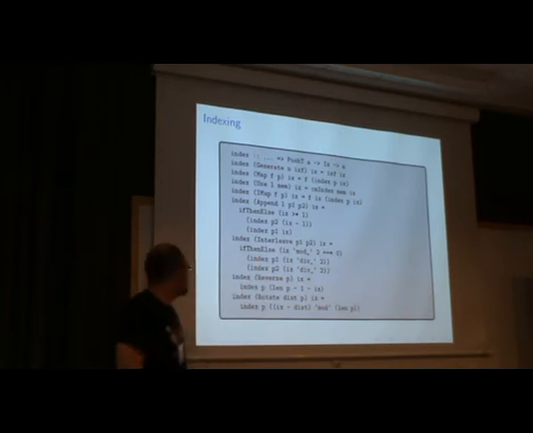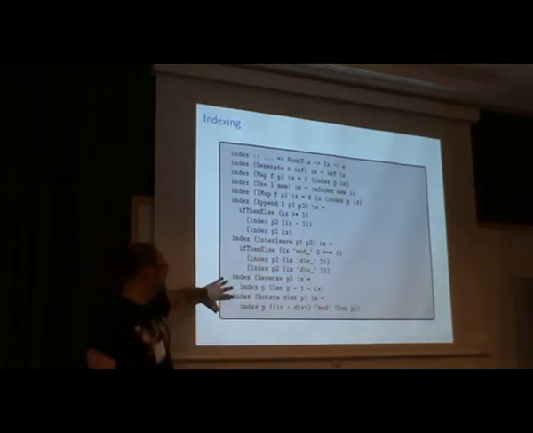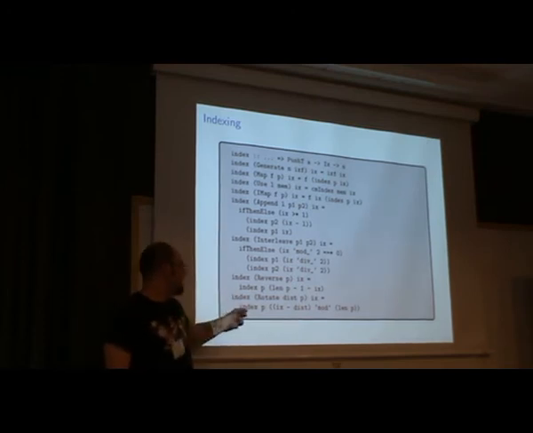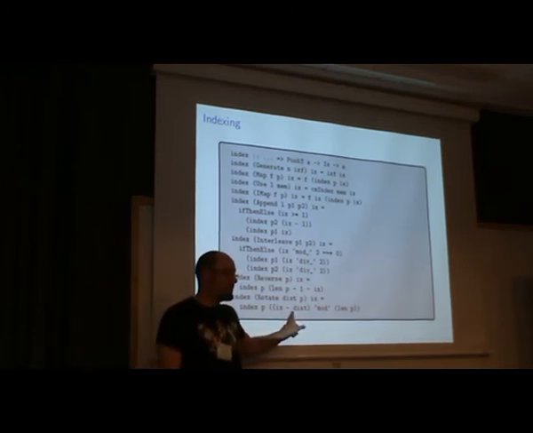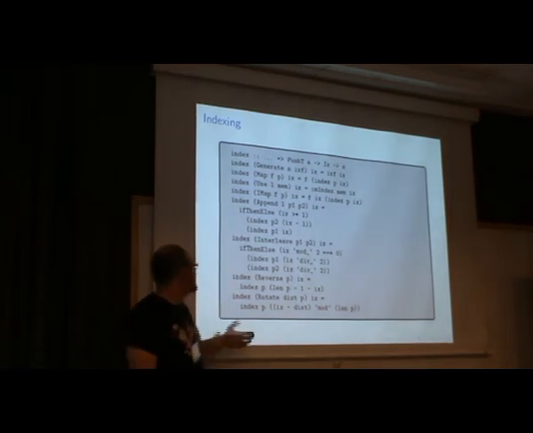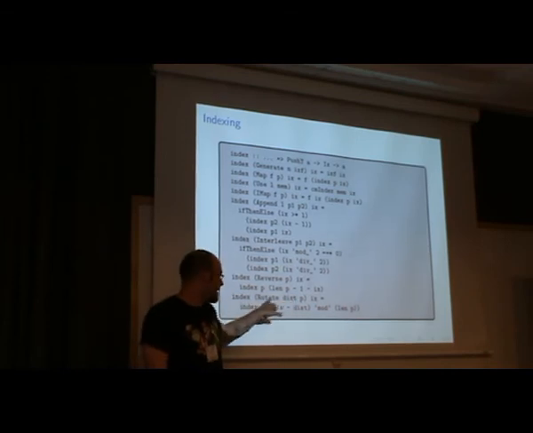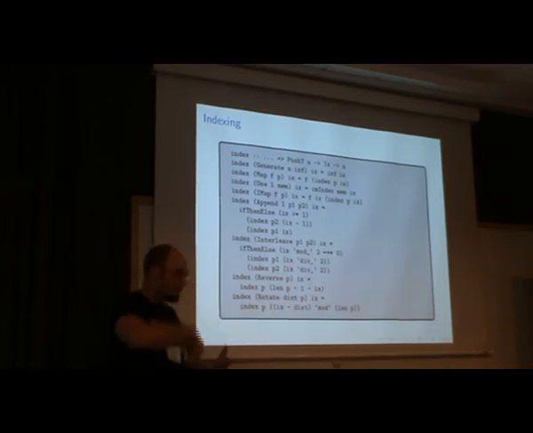And then reverse and rotate. These two are permutations. So here, indexing would use the inverse permutation of what this one describes in order to go backwards and find the element.